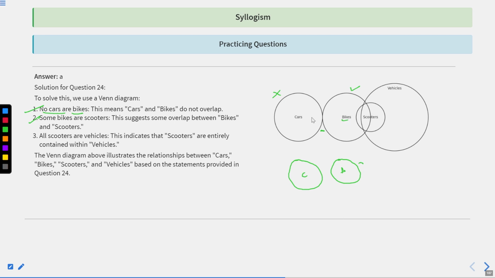Some bikes are scooters. This can also be drawn like this. This is scooters. And all scooters are vehicles. Again, all scooters are vehicles, meaning there will be a circle that entirely contains the scooters, which is going to represent the vehicles. So the correct Venn diagram for this particular question will be this, and not the Venn diagram which has been drawn. And I will again request you to cross verify.